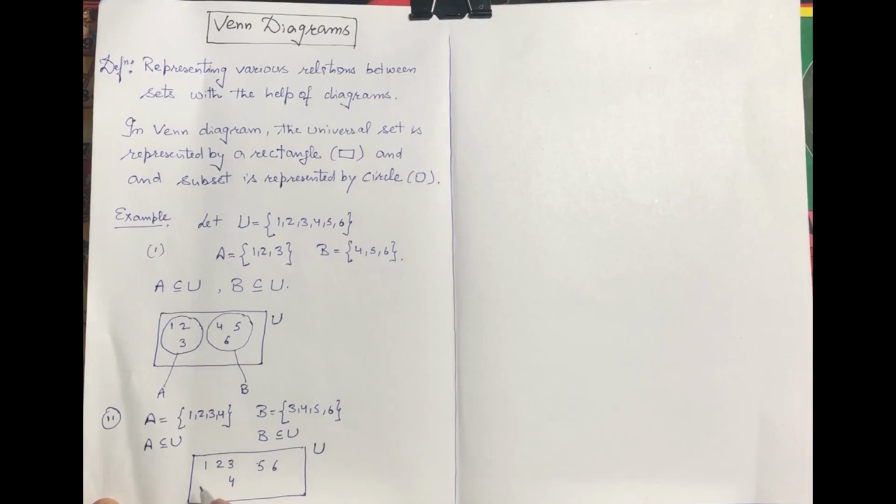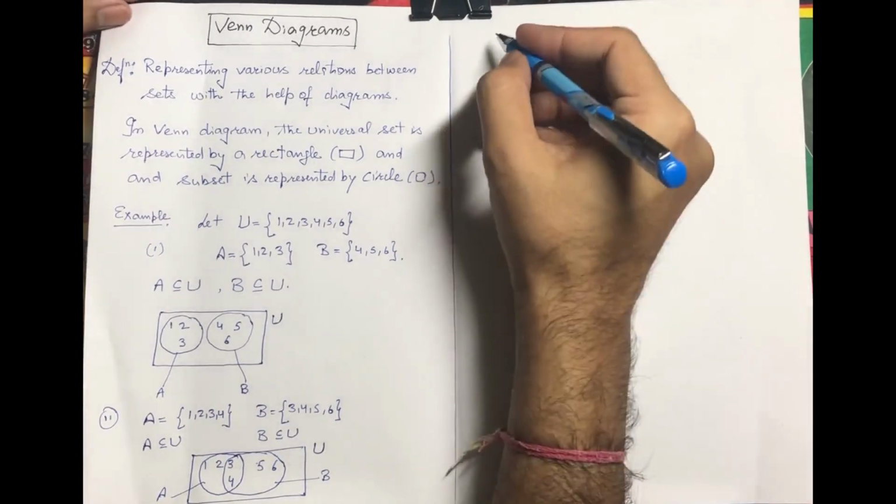Now how are they represented? So A is 1, 2, 3, 4, and what about B? 3, 4, 5, 6. You see, this is A, 1, 2, 3, 4, and this is B. This is A and this is B. But now we have this part common between A and B. Now another example, third example.